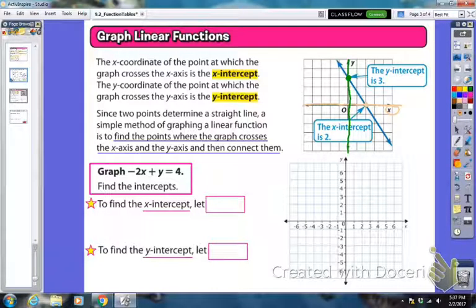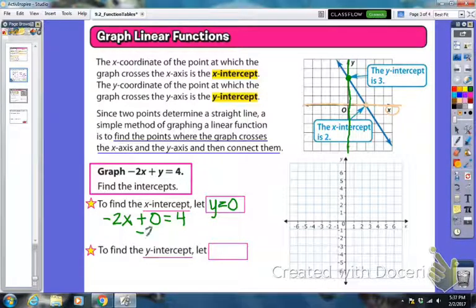Since 2 points determine a straight line, a simple method of graphing a linear function is to find the points where the graph crosses the x and the y axes and then connect them. So we're going to look at the first example. Graph -2x plus y equals 4. Find the intercepts. If I want to find the x-intercept, you let y equal 0 and solve the equation.